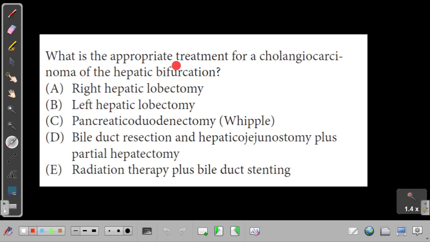What is the appropriate treatment for cholangiocarcinoma of the hepatic bifurcation? Right hepatic lobectomy, left hepatic lobectomy, Weber operation, bile duct resection, and hepatoduodenostomy plus partial hepatectomy. Yes, go for D, bile duct resection and hepatoduodenostomy plus partial hepatectomy. Okay?